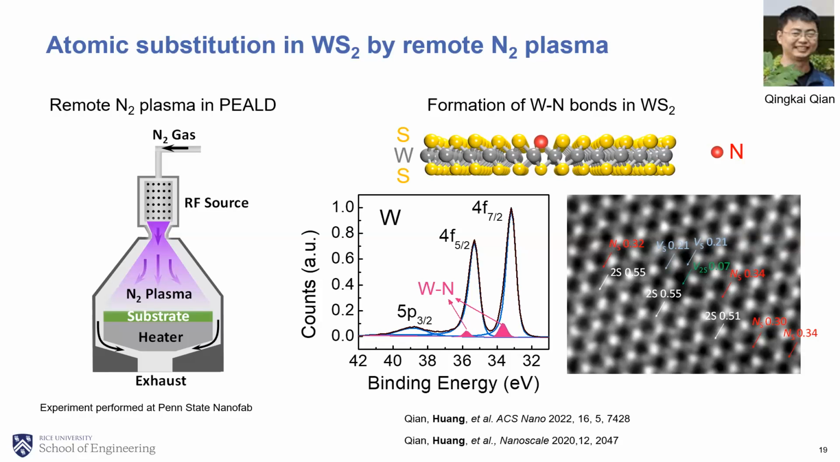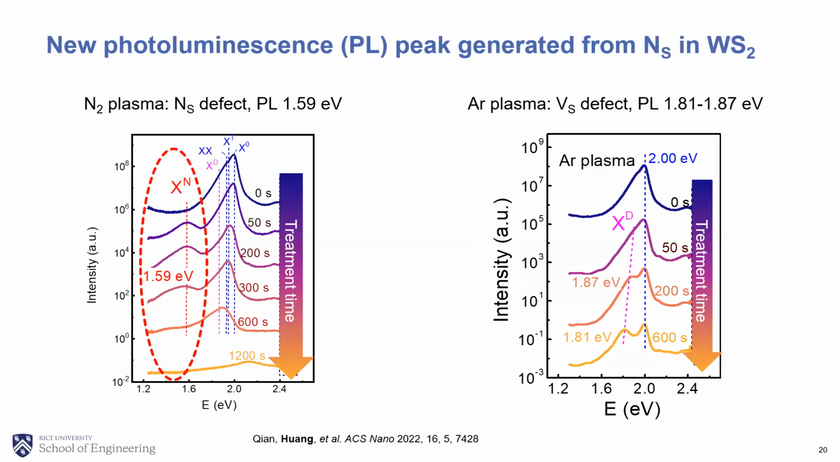And we can further confirm this defect by STEM imaging. In the plot on the right, you can see these red arrows actually show the nitrogen substitutional defects. For us, what's really interesting is there is a new photoluminescence peak generated from the nitrogen substitutional defects.